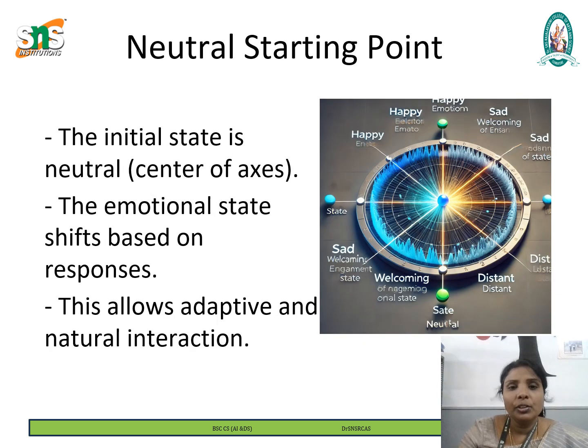Next, we see the neutral starting point. At the start of a lecture or interaction, the emotional state is set to a neutral position, which can be thought of as the center of a coordinate system with different emotion axes. A student's responses, their engagement and sentiments, shift the emotional state dynamically in different directions. So, neutral starting point: initially, the emotional state is balanced with all indices set to a default neutral value. This ensures that no assumptions are made before the interaction begins.